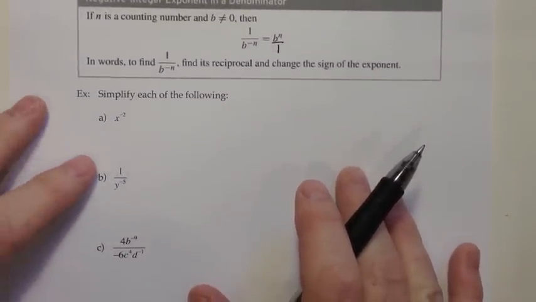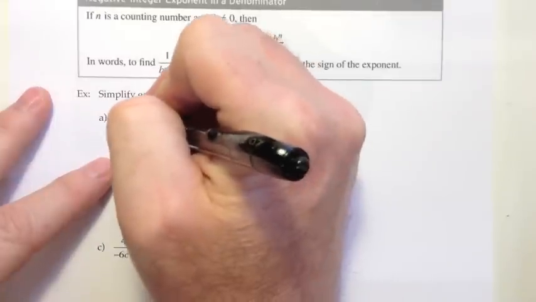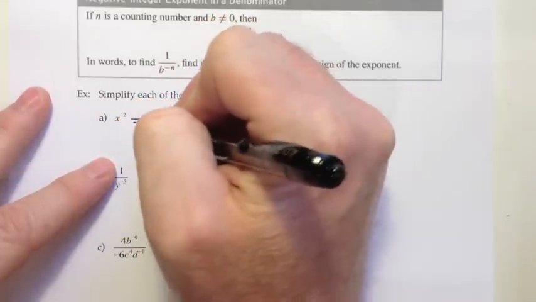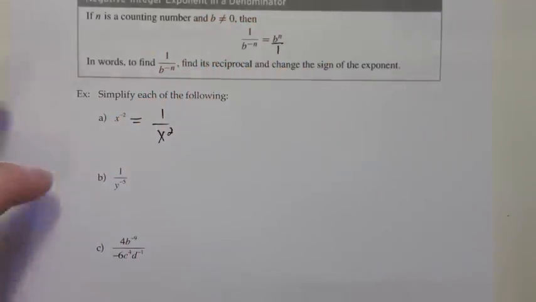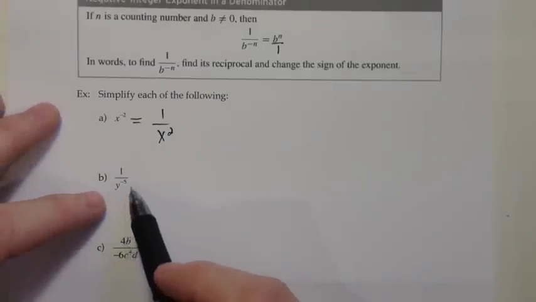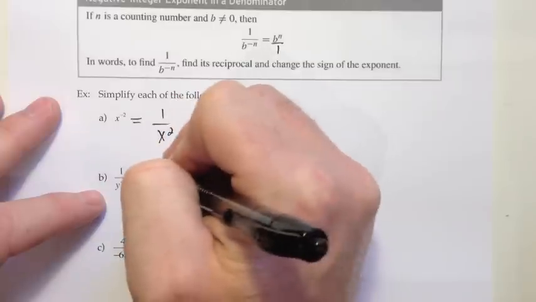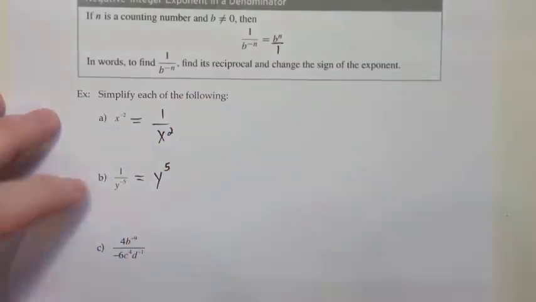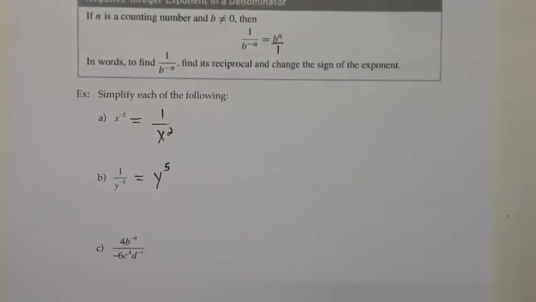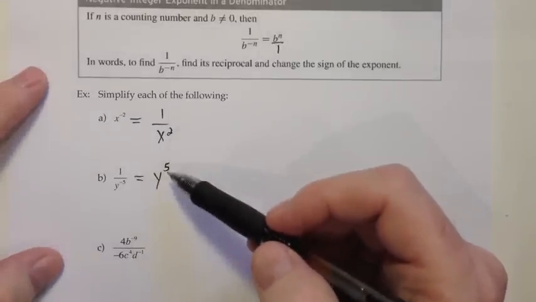So if we have x to the negative 2, we want to take the reciprocal, make that 1 over x squared, and that changes the sign and the negative exponent is gone. If we're starting out with that negative exponent in the denominator, we bring that up to the numerator. That changes the sign of the exponent. We get y to the positive 5, and the negative exponent is gone. So those are the two basic examples of how this works.